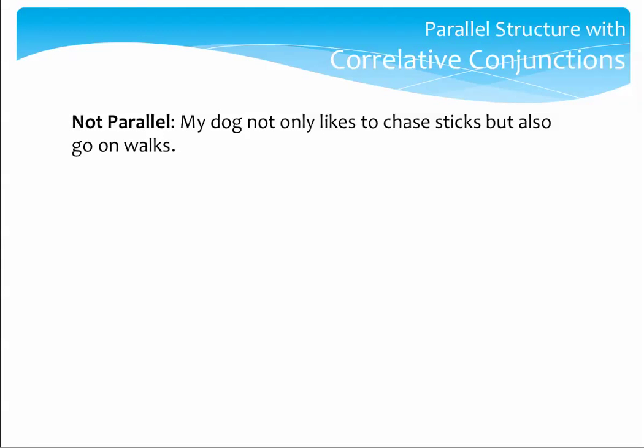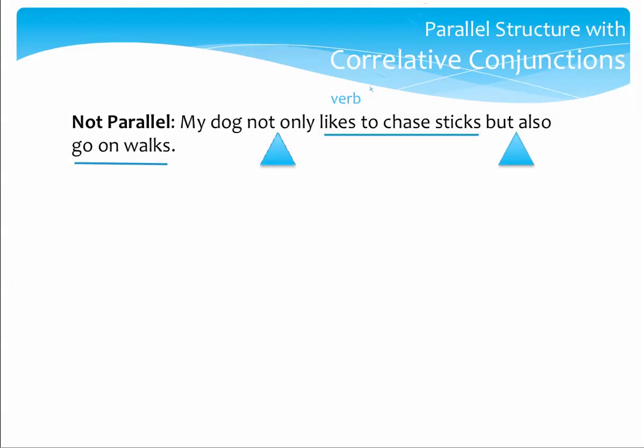So here's an example of a sentence that is not parallel. My dog not only likes to chase sticks, but also go on walks. I've seen versions of this many times. In fact, this is one of the most common errors that I see in student writing, when they don't make the not only but also parallel. Because I have correlative conjunctions, I'm really balanced around two elements. So first I want to find the correlative. Then I'm going to underline what's being joined by the correlative. Likes to chase sticks, and then go on walks.